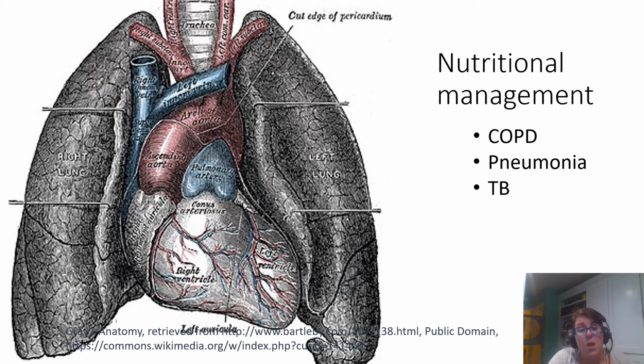With tuberculosis, a longer-term infection, though not lifelong like COPD, the objective is going to be to avoid weight loss. Febrile patients, no matter the pathogen, will be hypermetabolic and require additional protein and kilocalories as well as vitamin and mineral support.